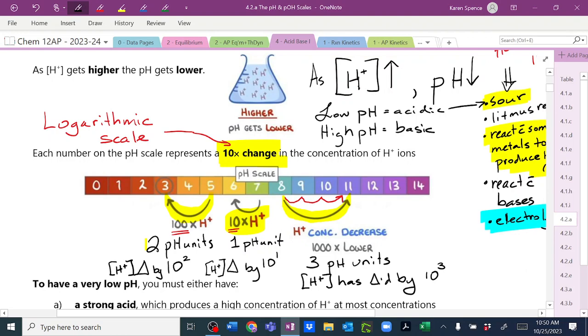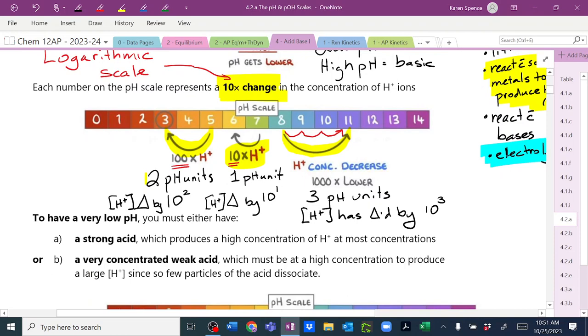Then you just look at which direction you're moving. If you are becoming lower, hydrogen is increasing by a power of 10 to the whatever. If you're getting a higher number, the hydrogen ion concentration is decreasing by a power of 10 to the whatever.